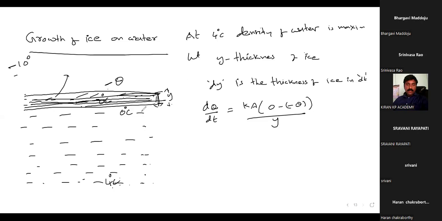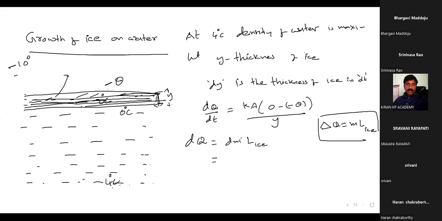Suppose L is the latent heat of ice. The energy transferred from the water as it is converted into ice, the energy lost by the water, can be written as dQ equals m into L. When water at 0 degrees centigrade is converted to ice, the energy lost by the water equals m into L. So dQ can be written as dm into L.